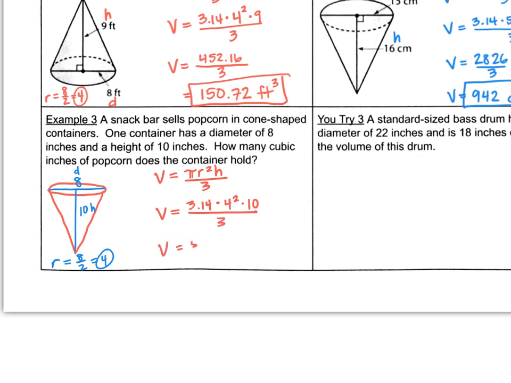So I'm doing 502.4 divided by 3, and I will get 167. Looks like I get a repeating decimal here. 0.47 is fine. Just round it to the nearest hundredth, and this is in inches cubed. We got one more to go, one more you try. Go and try that out before you see my solution. Please pause it.